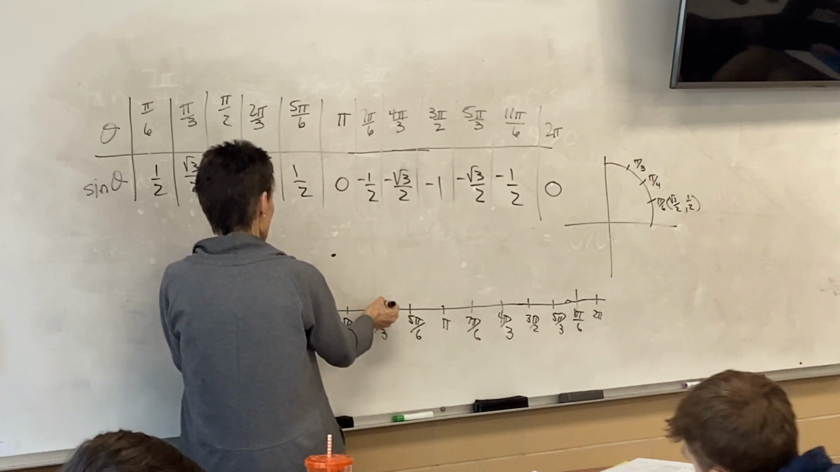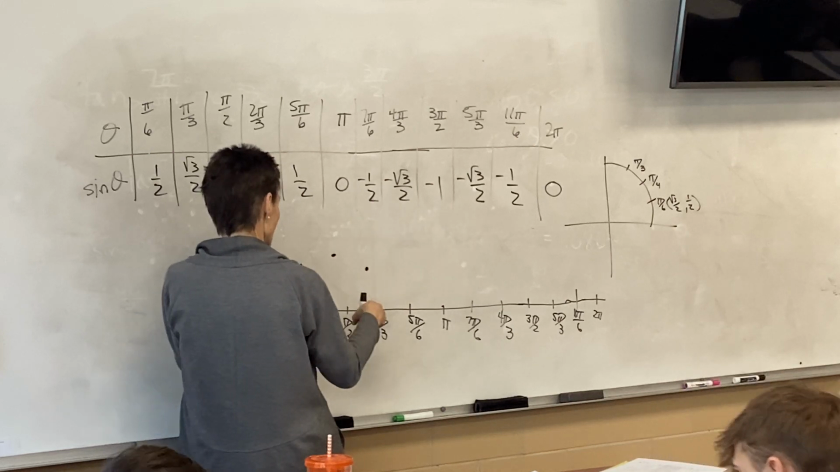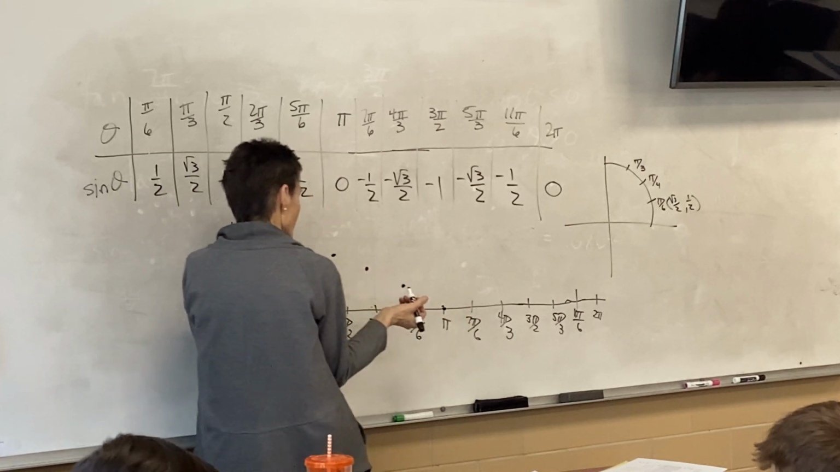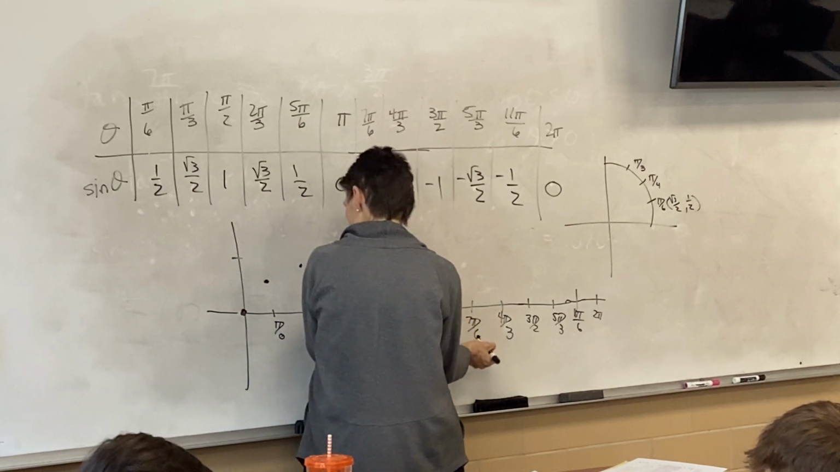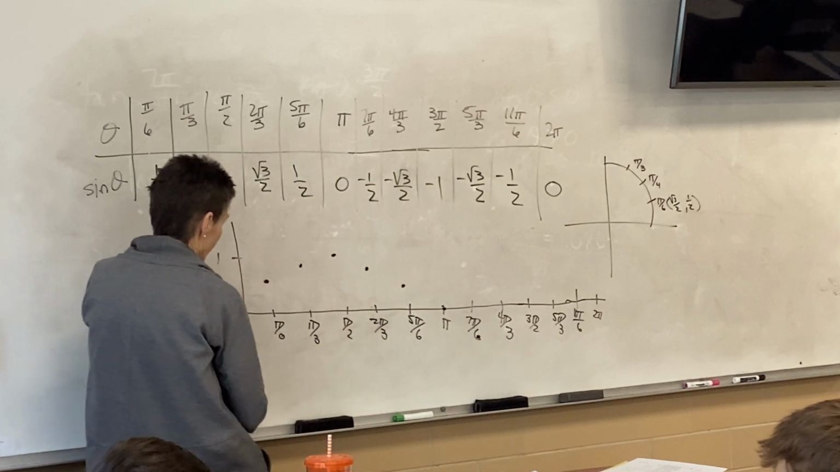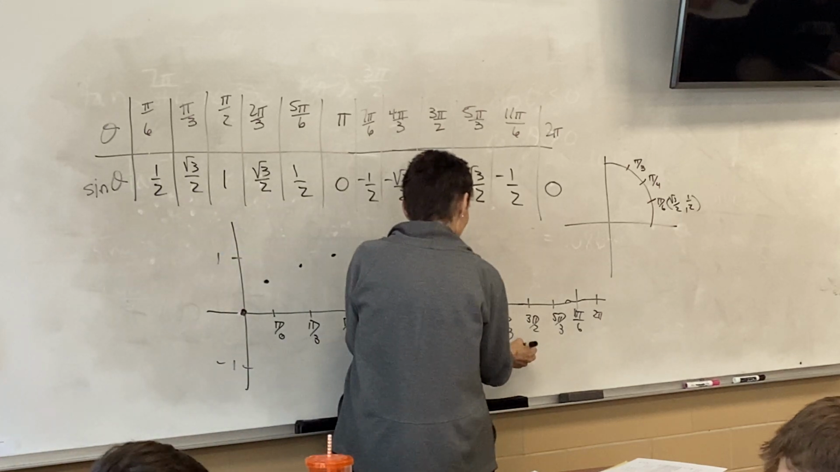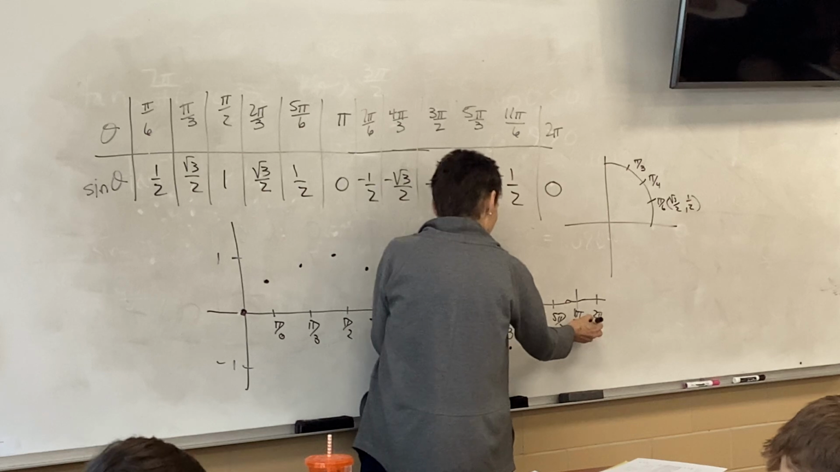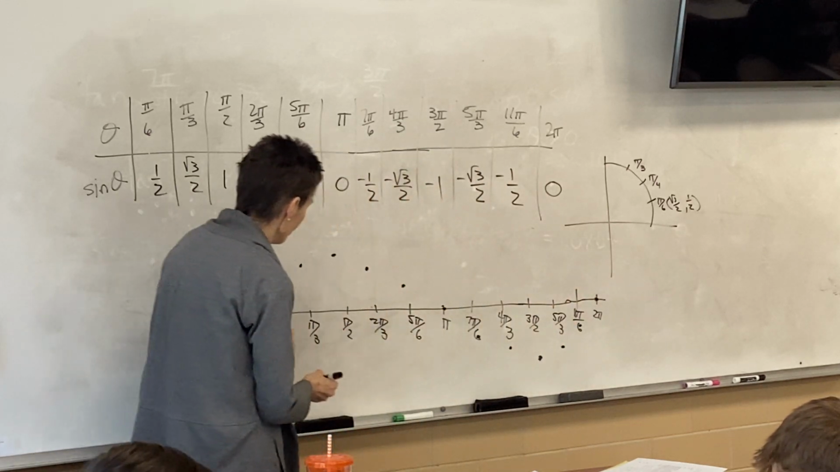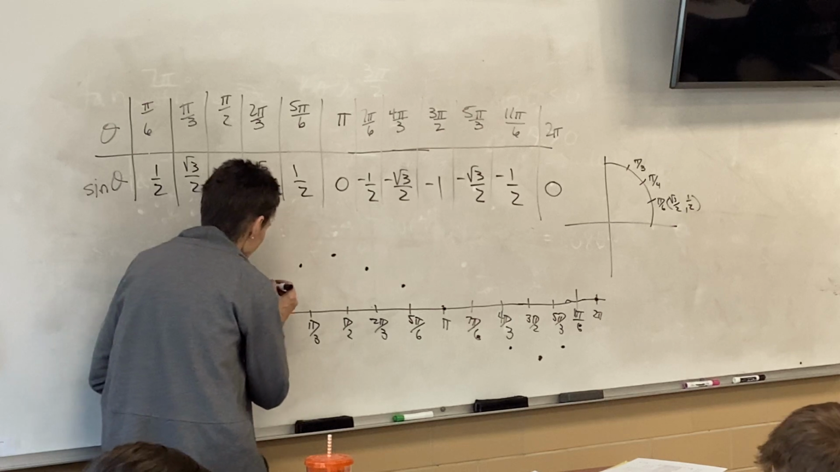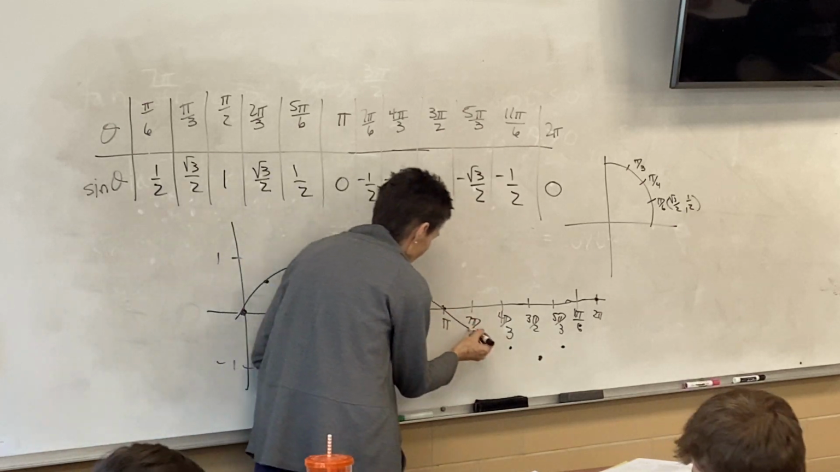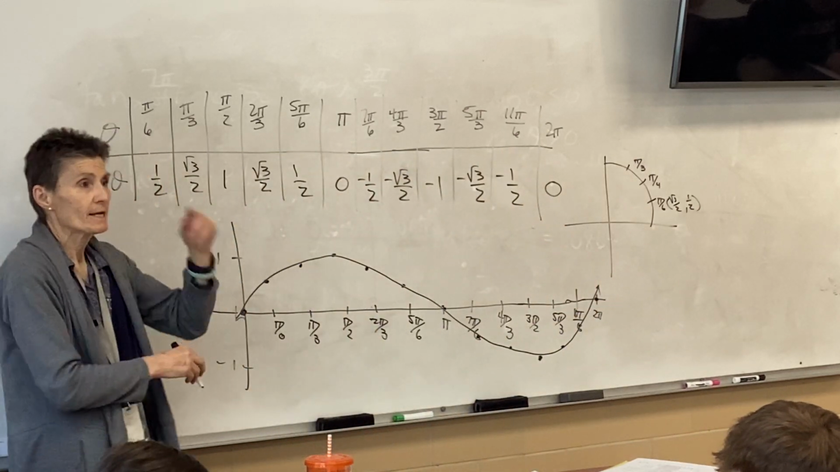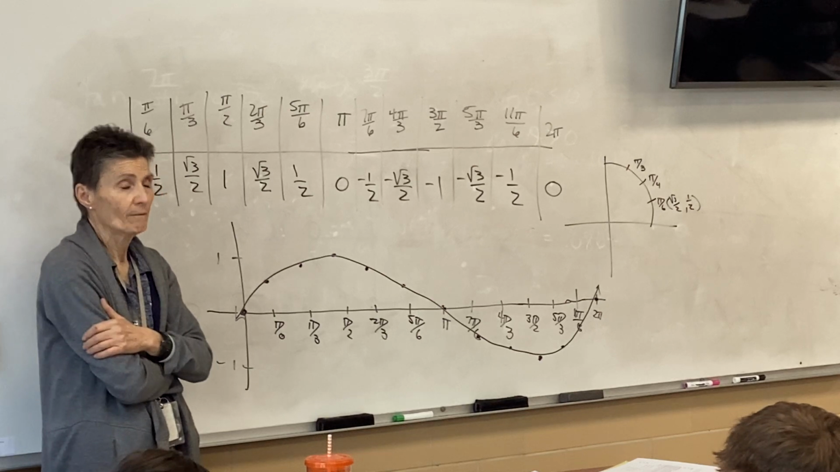2 pi over 3 is another one of those 0.86 numbers. This is a 1/2. Pi is 0. And then this is negative 1/2. Negative 0.86, negative 1. Negative 0.86, negative 1/2. Let's connect our dots. That, my friends, is one period of the sine curve.